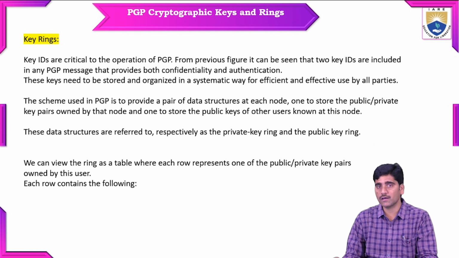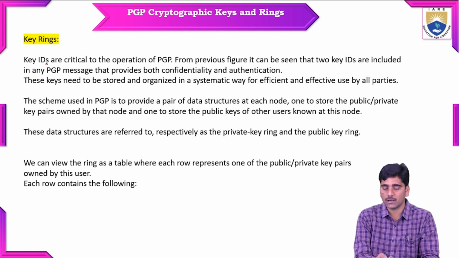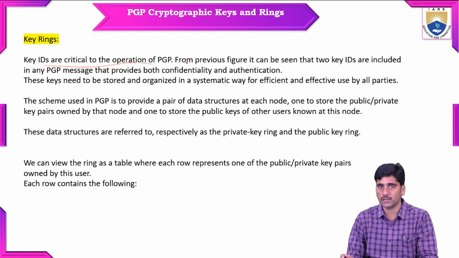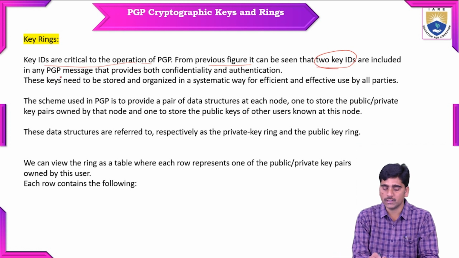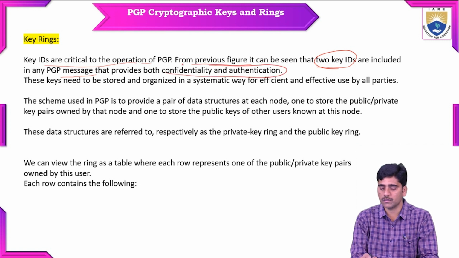And the key rings. Key IDs are critical to the operation of PGP. That means we need to know when to apply the particular public key ID or private key ID. From the previous figure, it can be seen that two key IDs are included in any PGP message that provides both confidentiality and authentication.